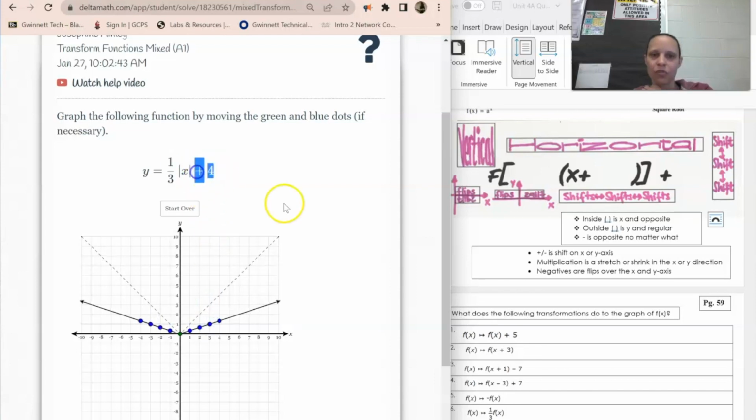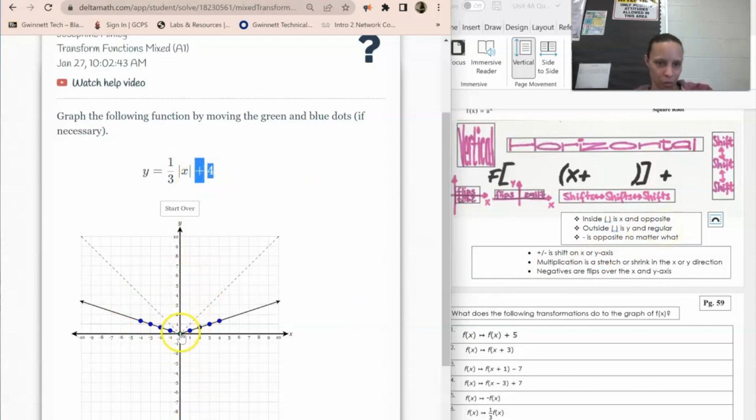Then what does a +4 outside do? All right, so let's see. Outside is y and regular. Plus and minus is a shift, right? So because I'm shifting in the y direction, I'm either going to go up or I'm going to do it down. And it's because whatever it is that I'm thinking, right?